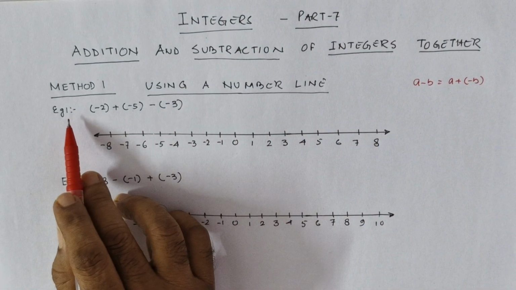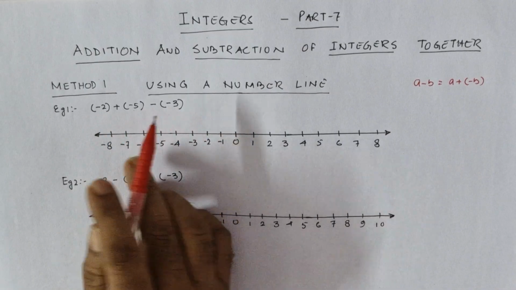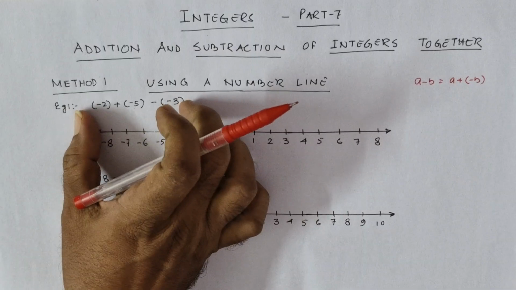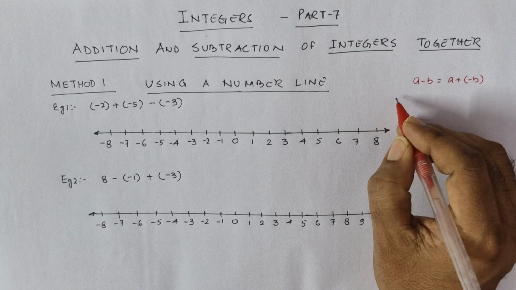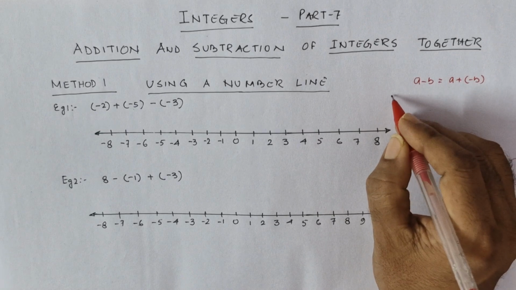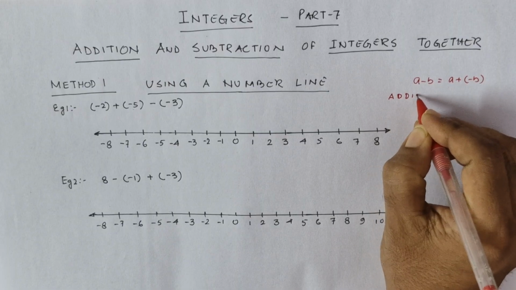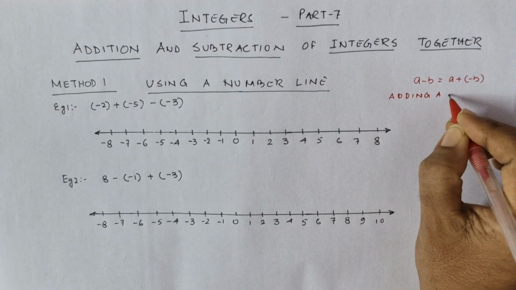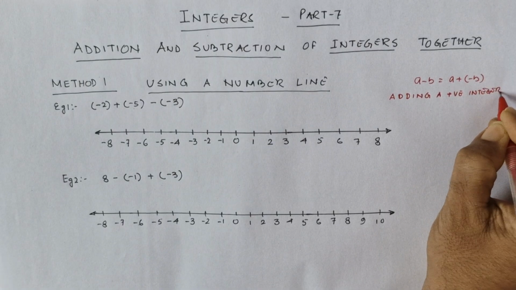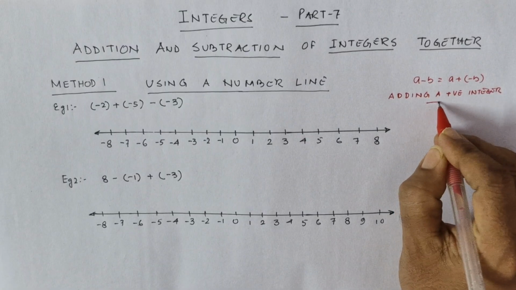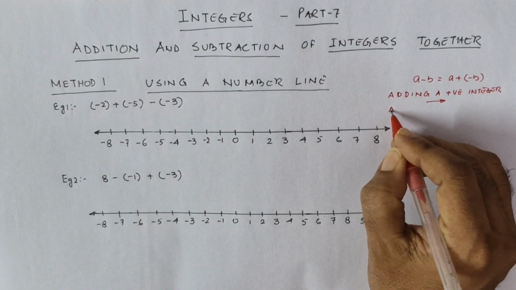Let's take the first example. So I have minus 2 plus minus 5 minus of minus 3, right? So at one go, there are positive and negative integers, and we are either adding or subtracting. I think you remember, I'm writing a few notes for clarity's sake. Adding a positive integer, I'm just showing an arrow, means you have to move towards the right of the other integer. Got it? On a number line.